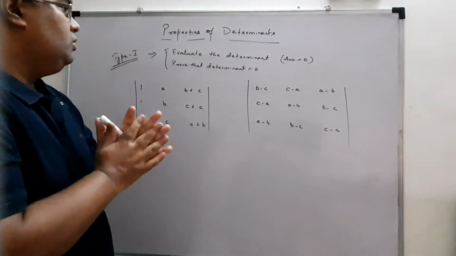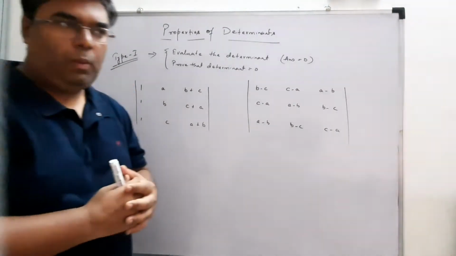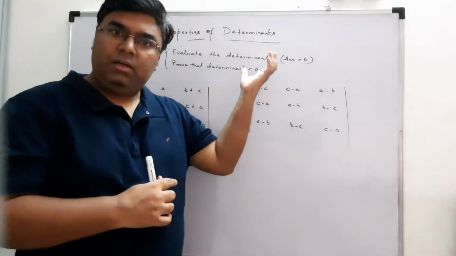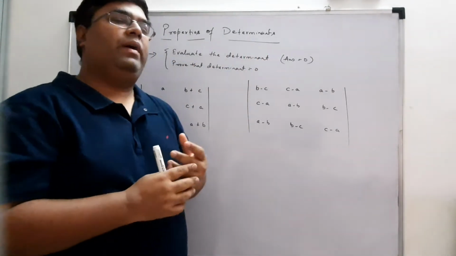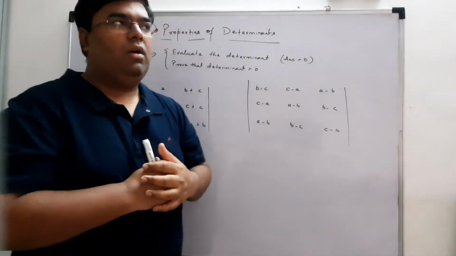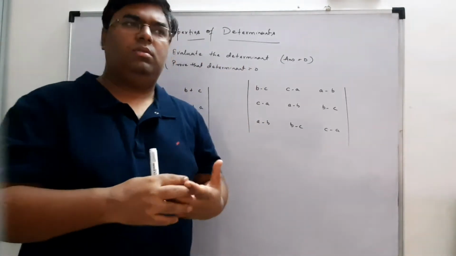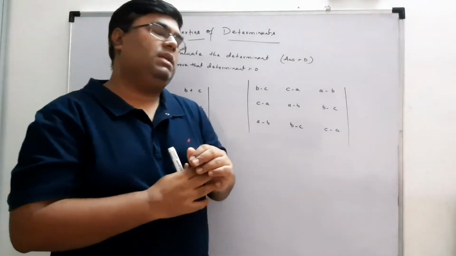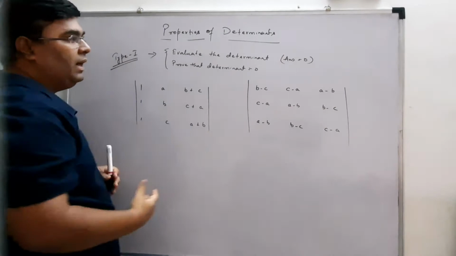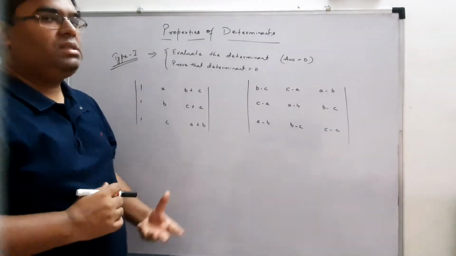Okay, so this video is about type 1 properties, where the question will be asked to find the value of the determinant and the answer will be 0, or to prove that the determinant is equal to 0. So both are basically the same question. Either the answer of the determinant is 0, or you need to prove that some determinant is equal to 0. I have taken two examples here.